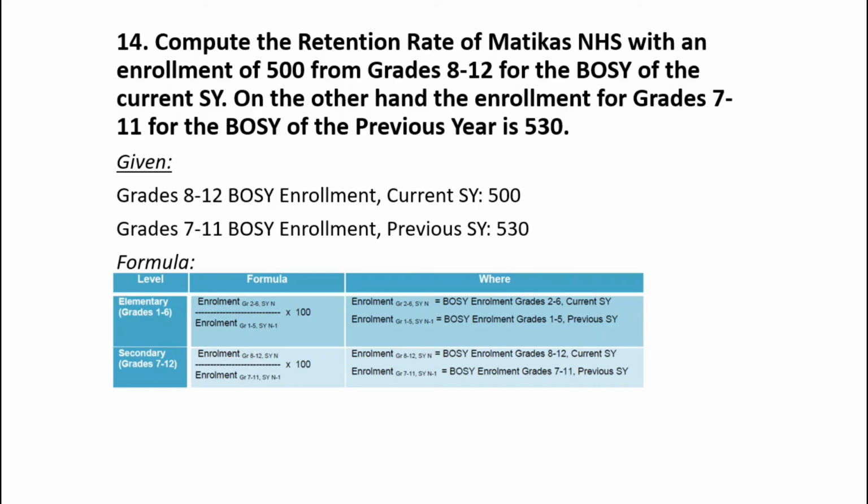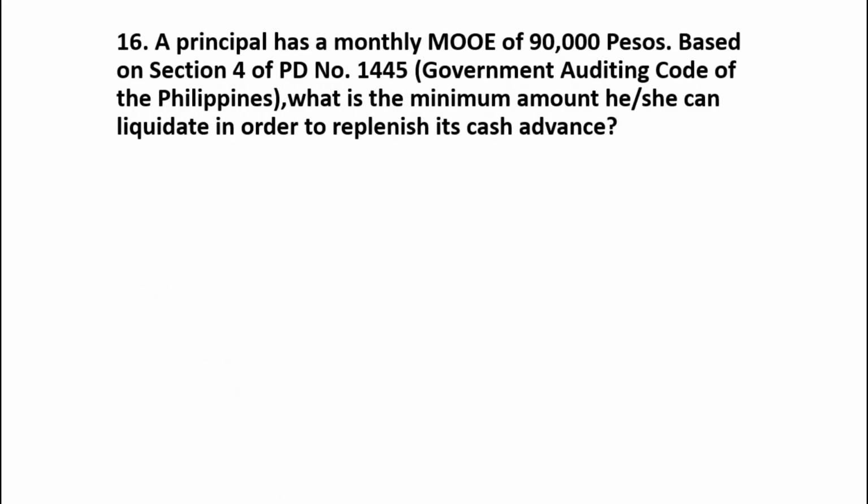So you use the formula beginning of school year enrollment for grades 8 to 12 for the current school year, all over the beginning of school year enrollment for grades 7 to 11. And so the answer is 94.34%. Okay, moving on po tayo.